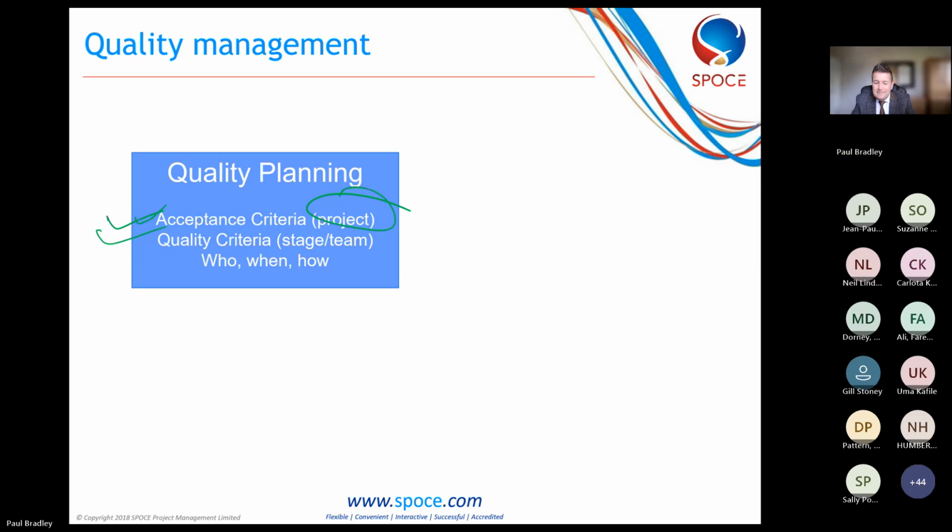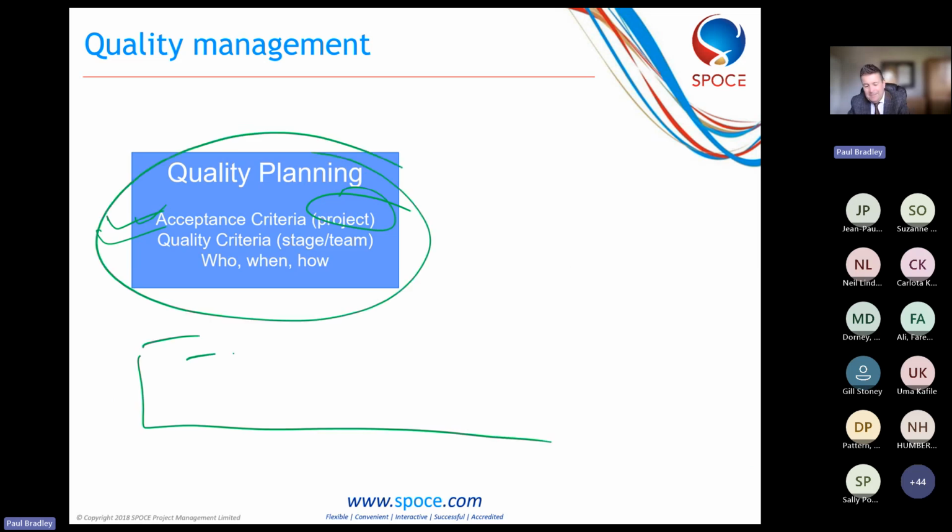And also part of quality planning is that when we're doing our plans, we would embed quality activity within our stage plans to make sure that testing is being done at the relevant places by the right people and so on.